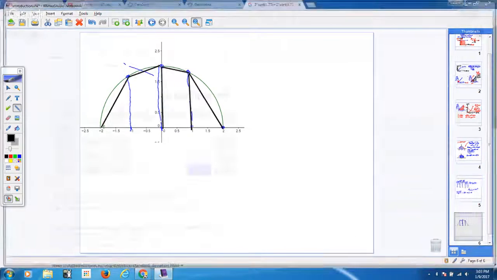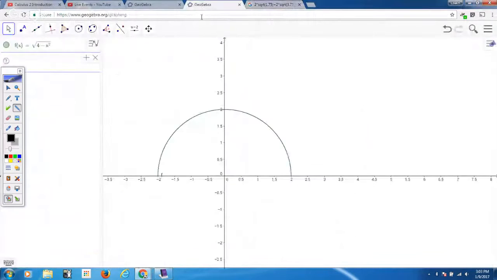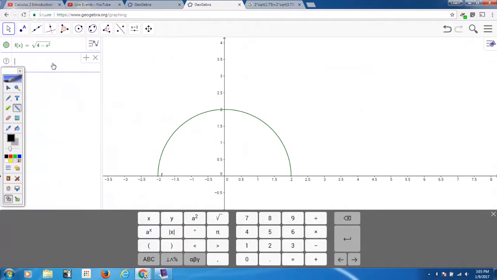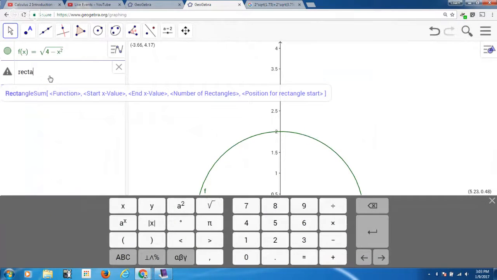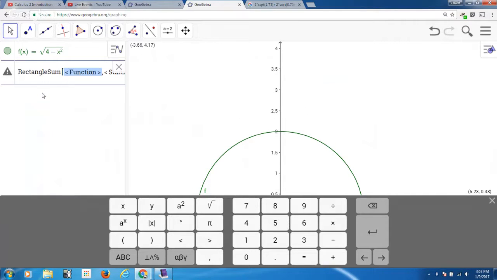So for example, let's check out GeoGebra for a minute. Here's my curve in GeoGebra. And so I'm going to ask GeoGebra if it has any tools that have anything to do with rectangles. It says that it has a function called rectangle sum. Ooh, let's try it out, see what it does. Click it, it says, what's your function?